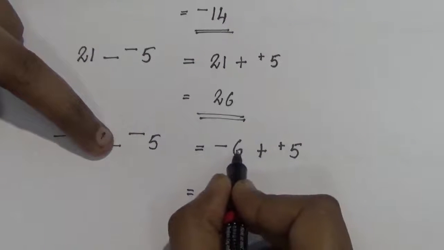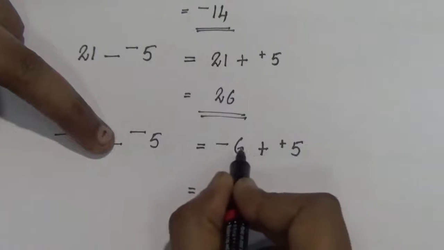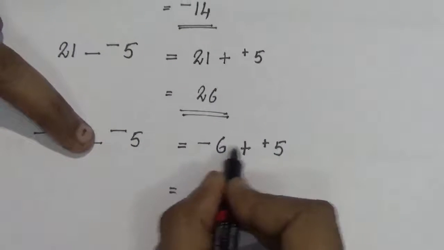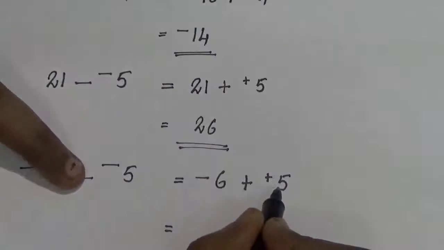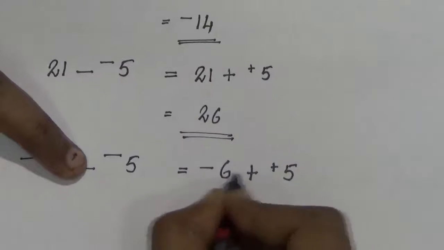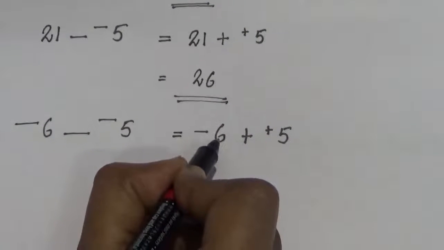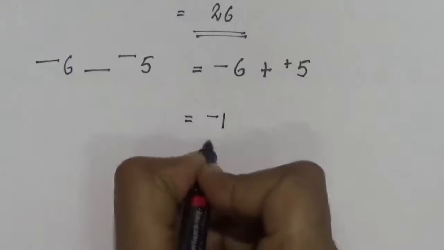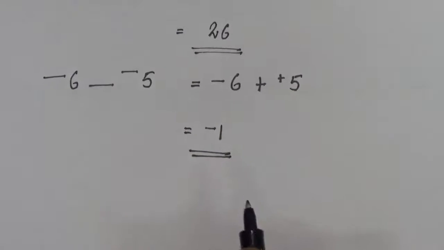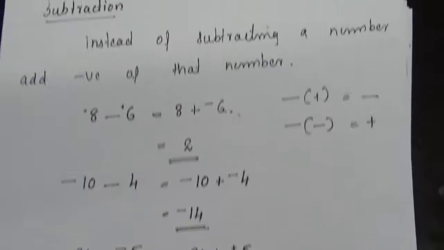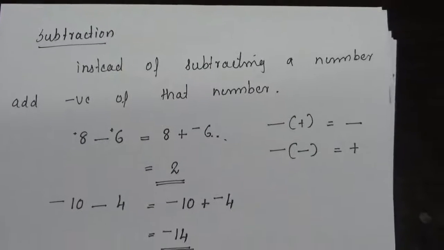So you take the difference between those two numbers without considering their sign. So we have 6 and 5. Difference of 6 and 5, that is, subtract the small from the large, is 1, and put the sign of the large number, that is 6 here, so minus. So the answer is minus 1. So in the case of subtraction of numbers which involves a negative number, you have to remember this rule.